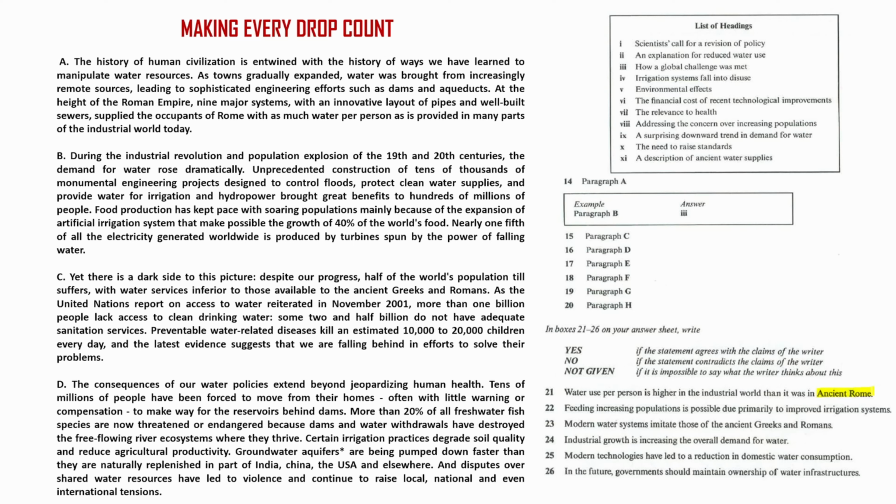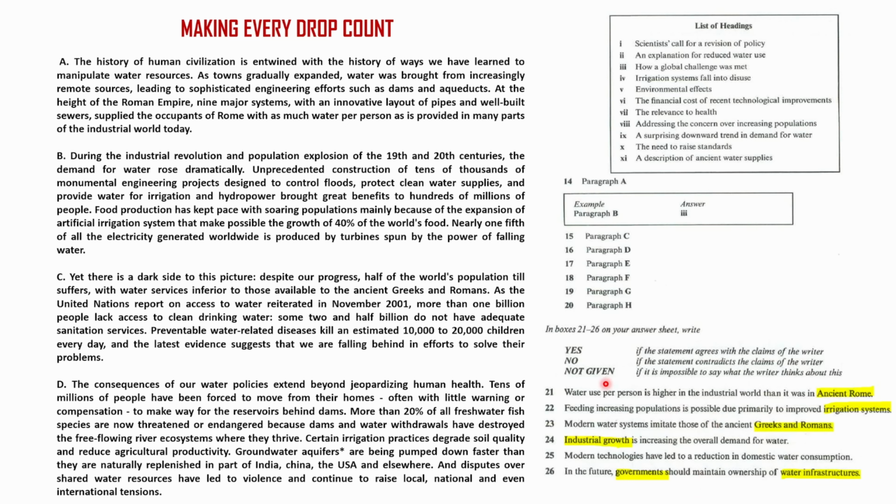For example, here we have ancient Rome. Here we have something about irrigation systems. Here we have Greeks and Romans, right? Here we have something about industries, industrial growth, and here we have domestic water segment, something about water infrastructures and governments. So we have these keywords in our mind: the first one is ancient Rome, the second is irrigation system, the third is Greeks and Romans, and so on. You need to keep these keywords in your mind, and I don't think it is that difficult for you.